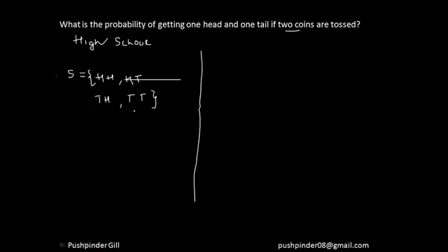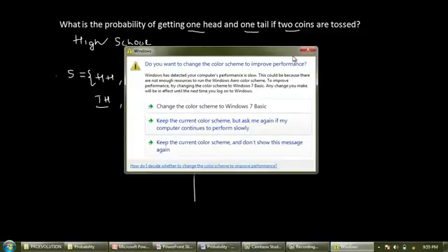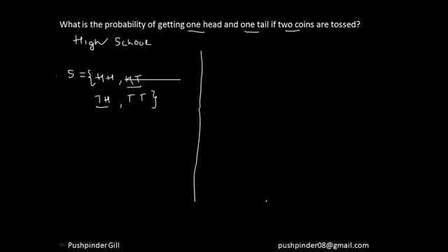Now he's asking what is the probability of getting one head and one tail. Out of these four cases, there are two cases which I am underlining where there is one head and one tail. Sorry for that, guys. So the probability of getting one head and one tail is 2 out of 4, which means the probability is 1/2.